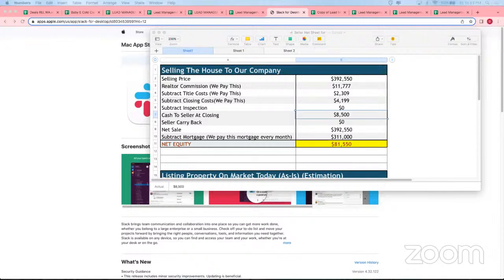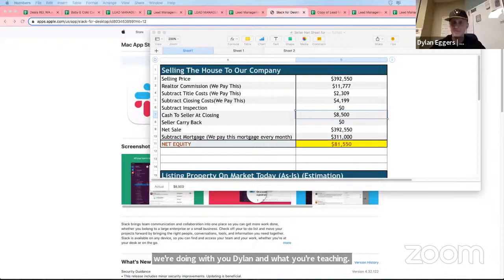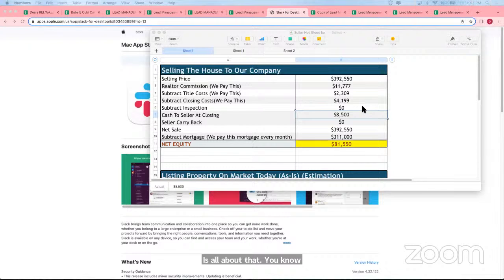It was really a turbulent time for lending and banks and all that stuff. So it was important that people understood if they wanted to sell their house, these are the things that we need to do. And I feel like what we're doing with you, Dylan, and what you're teaching is all about that. Absolutely. Step 2, creative financing, all of that stuff comes right back to that target of how we can help the seller.